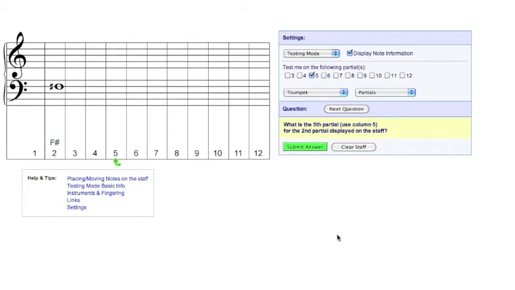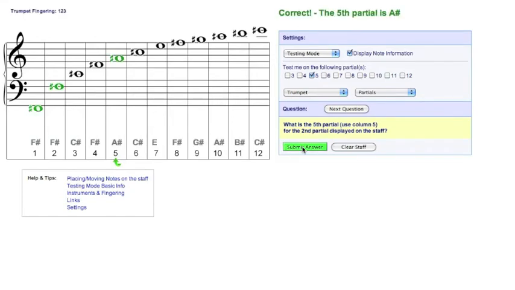It'll say, what is the fifth partial, putting it in column 5, for the second partial displayed over here? Now the reason we ask you the second partial is because trumpets cannot play their fundamental. They are actually playing a low F sharp, in the treble clef for example, as the second partial, and when they go to the fifth partial they want to find the note that applies there. So if F sharp is in the bottom, next octave second is this F sharp, the fourth partial is that F sharp, then this A sharp is the fifth partial, and that's a particular note that a trumpet can play.